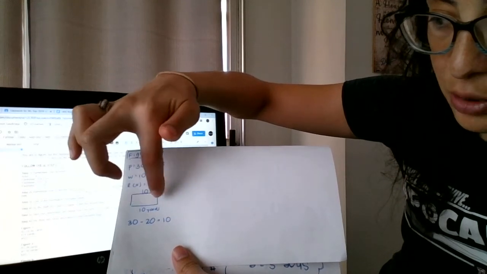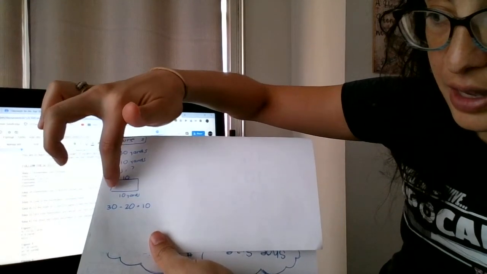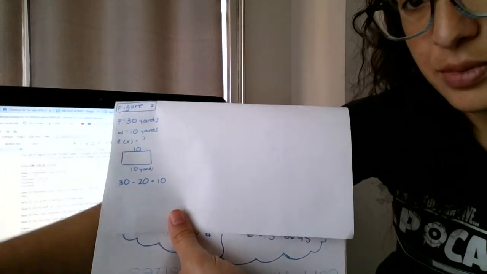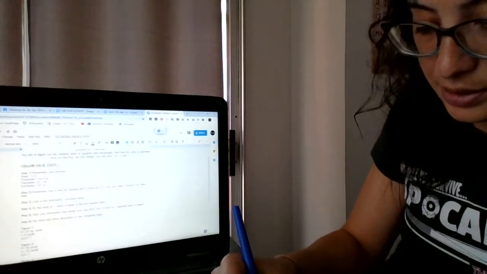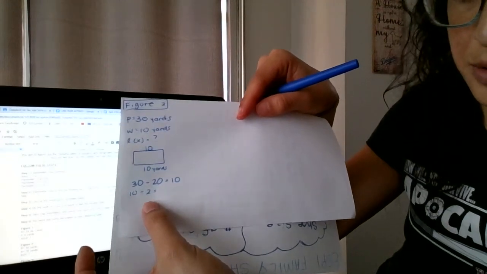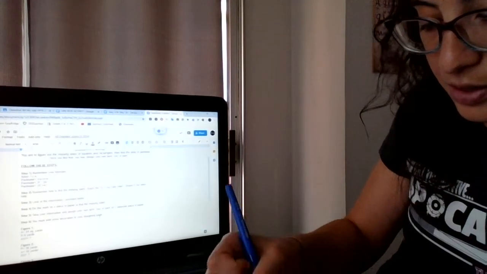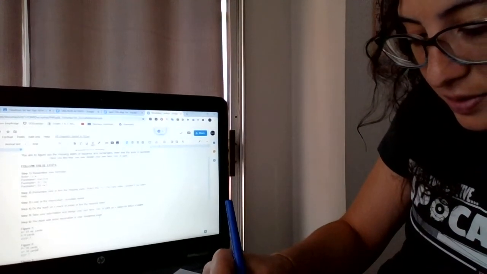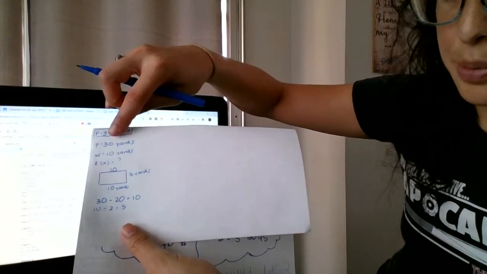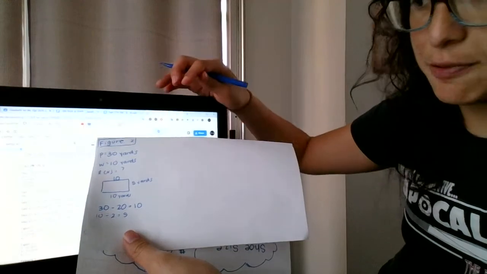Okay, I need to figure out how much each side is. So I have 10, and I have to divide that 10 by 2 sides. 10 divided by 2 is equal to, what times 2 will give you 10? 5, right? So I know that each side is 5 yards. Now, you have the perimeter, you have this length right here, and now you have the other length. Now you need to find the area.